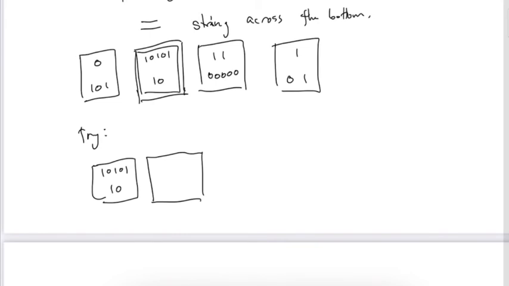The first one? Oh, yes. Yeah, why'd you choose the first one? Then it'll be 10101. So it'll be the same as the top one and the first one. And then we'll just add a 0 at the end.